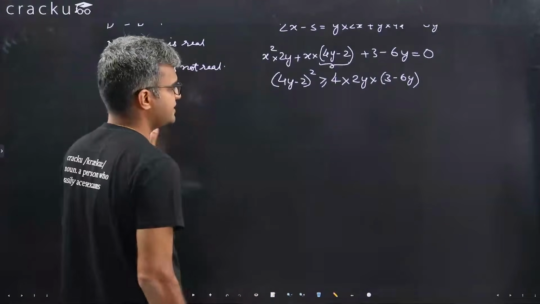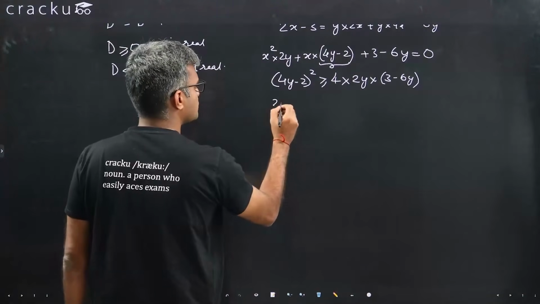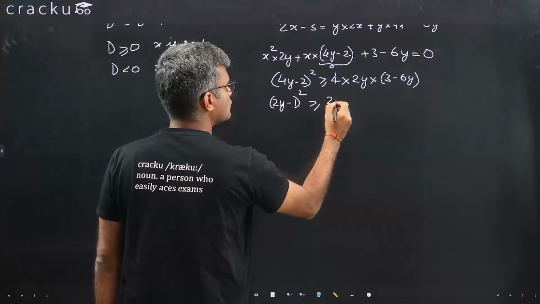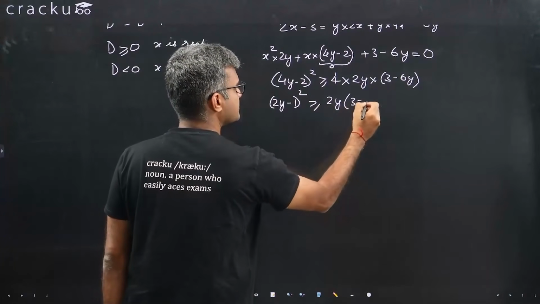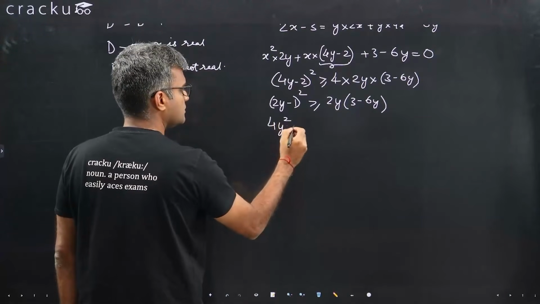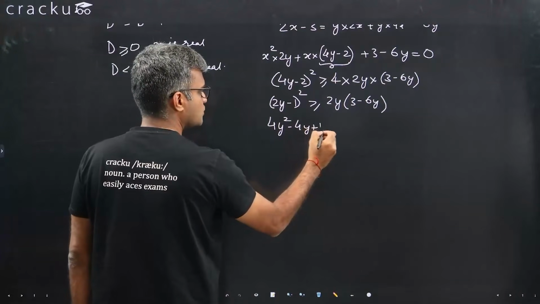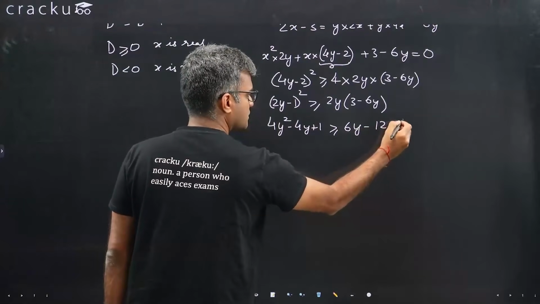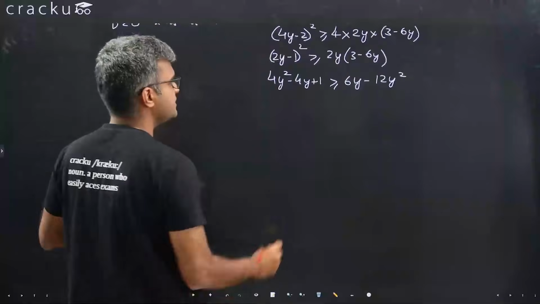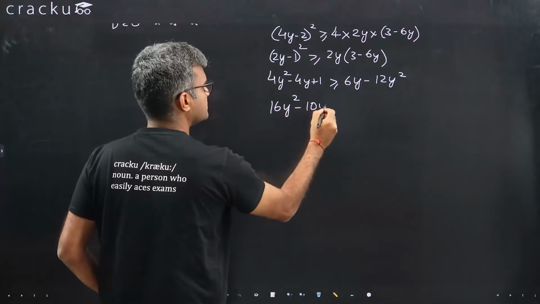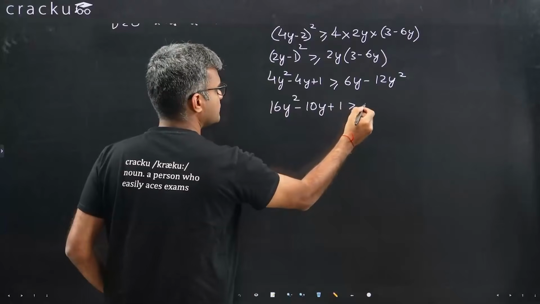You can divide the entire inequality by 4. So this is (2y minus 1) whole square is greater than or equal to 2y into (3 minus 6y). This is 4y square minus 4y plus 1 is greater than or equal to 6y minus 12y square. This will equal 16y square minus 10y plus 1 is greater than or equal to 0.